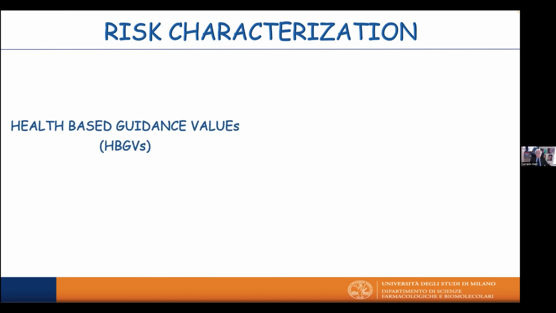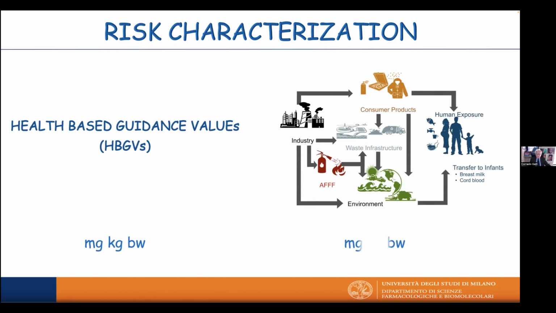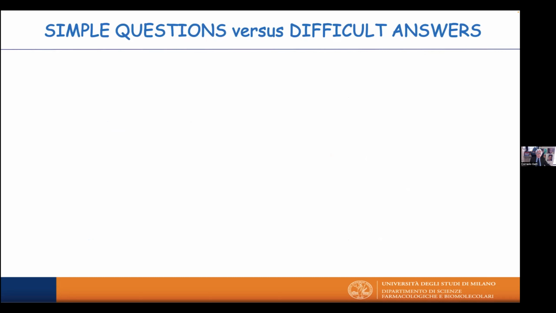So where you have your health-based guidance values in milligram per kilo body weight, you have the exposure in milligram per kilo body weight, and then what you have to judge is that the safe dose should be much higher than the aggregate exposure. And that will be the end of the story. But I hope that the concept of the hazard is quite clear in your mind now.